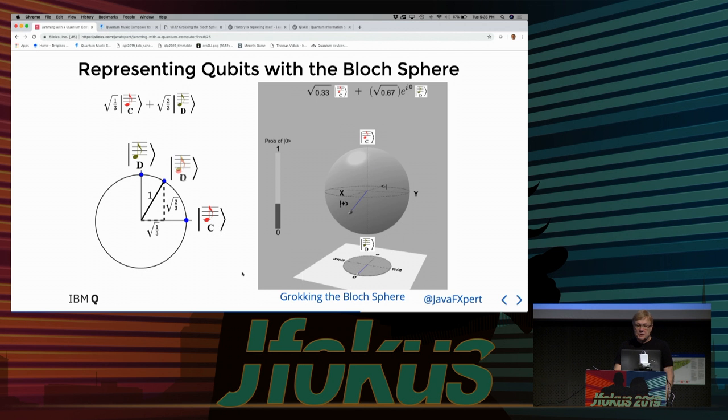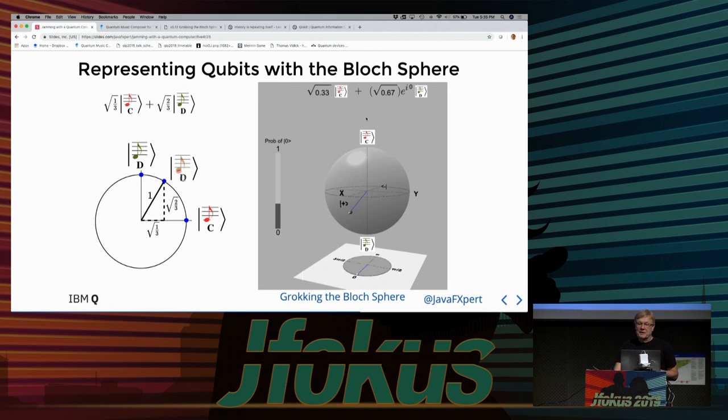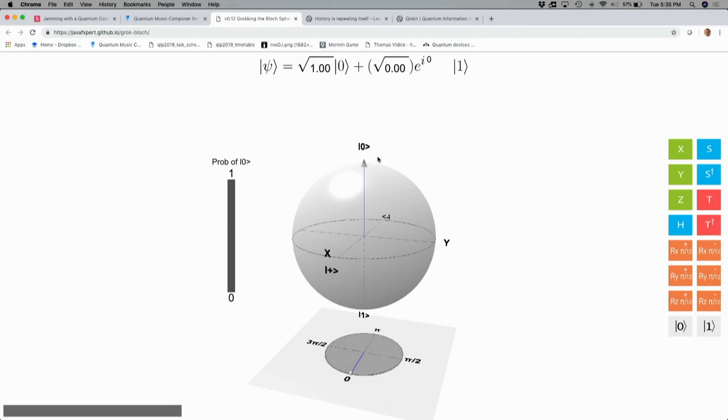So in this presentation, I've got a link to a visualization that I created for visualizing a Bloch sphere. So here we've got the zero state. Remember in our application, that would be the C state, right? And then the D state was the one state. So I'm going to go over here now and talk about zero and one. And we've got then anywhere on that Bloch sphere, anywhere on the surface of that sphere is a valid quantum state.